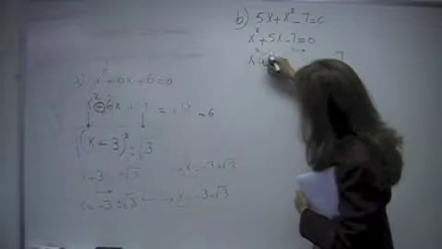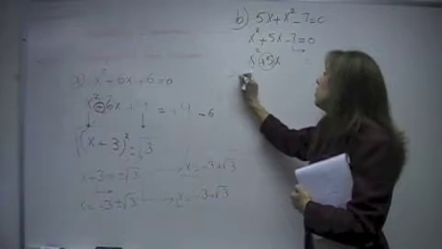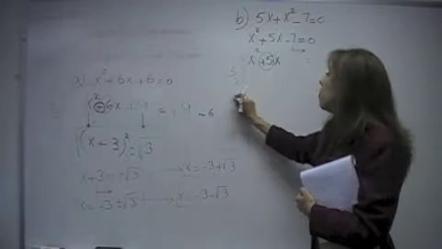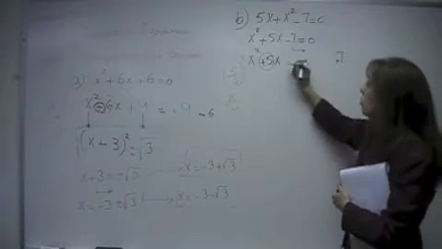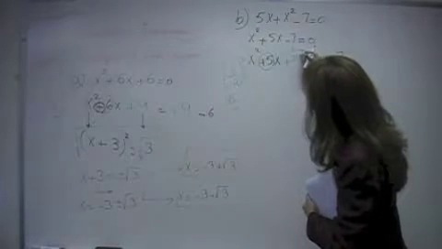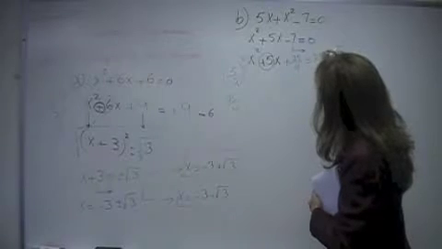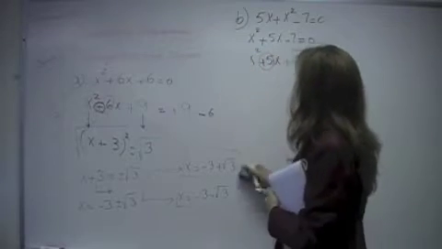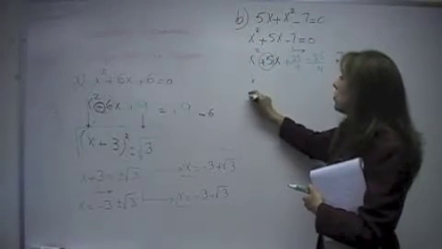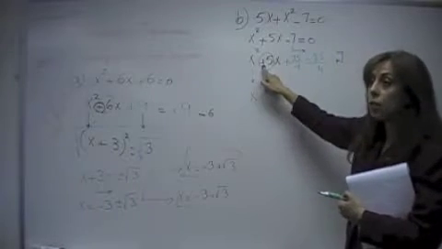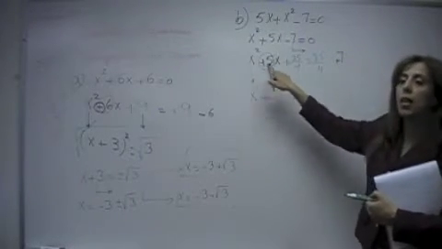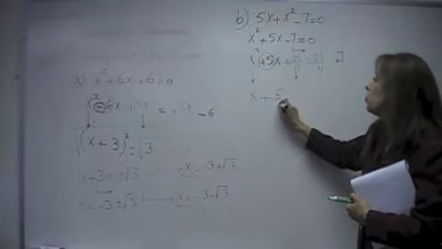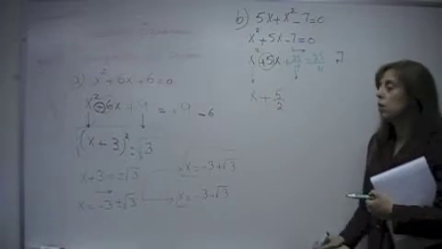Take your b, which is 5, divide it by 2, and square it. That will be 25 over 4. Add it to both sides here, plus 25 over 4, 25 over 4. Square root the first term, x. Get the sign from the second term, positive. If the sign was negative, you're going to put negative here. Square root the last term, which is 5 over 2. And that was your b over 2. Square the whole thing.